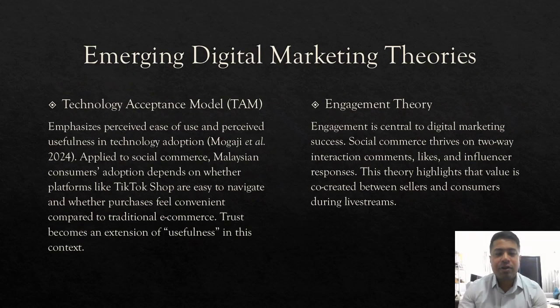Next, let's now dive a little bit into the emerging digital marketing theories. These modern emerging theories include the Technology Acceptance Model, or TAM. Here, it emphasizes perceived ease of use and perceived usefulness in technology adoption. It's applied to social commerce. Malaysian consumers' adoption depends on whether platforms like TikTok Shop are easy to navigate and whether purchases feel convenient.